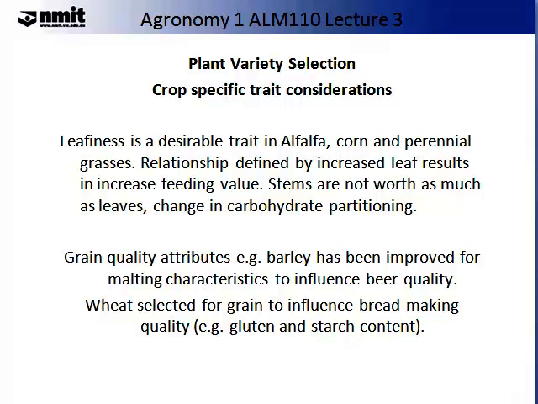Other examples include grain quality attributes. For example, if you are growing barley, you are probably growing it for the beer industry. Barley has been bred to improve its malting characteristics, which influence beer quality, and these are considerations. Another trait-specific consideration is the selection of wheat. Grain has been bred over many years to influence bread making and enable high gluten and starch content, which results in a high quality grain.